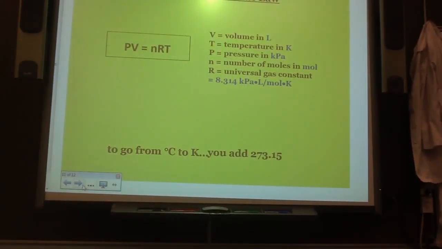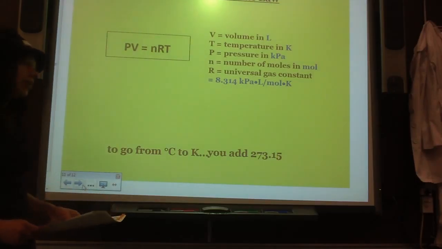Your R is your universal gas constant, which is 8.314 kilopascals times liters divided by moles times Kelvin, because then it cancels out everything. And what else you got? T is temperature in Kelvin.